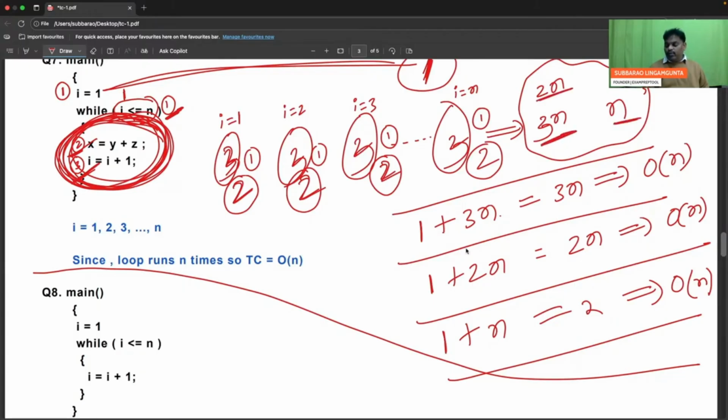All correct. If you take 3n, 1 plus 3n, the bigger one is 3n. 3 is a constant, so order of n. 1 plus 2n, the bigger one is 2n. 2 is a constant, big O of n. 1 plus n, the bigger one is n, which is going to be big O of n. All correct.